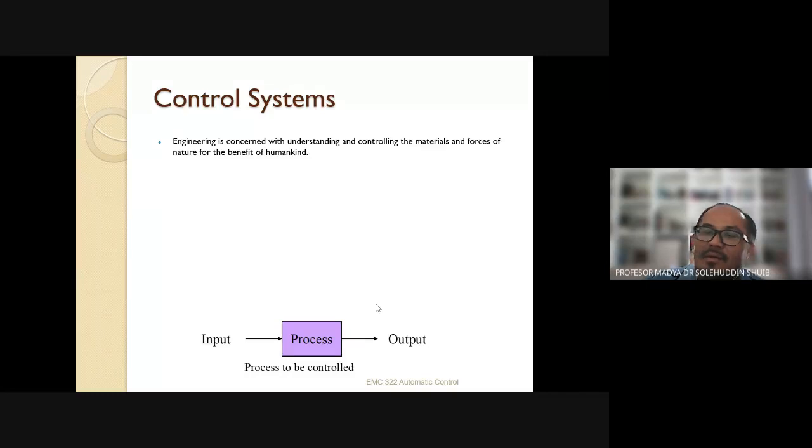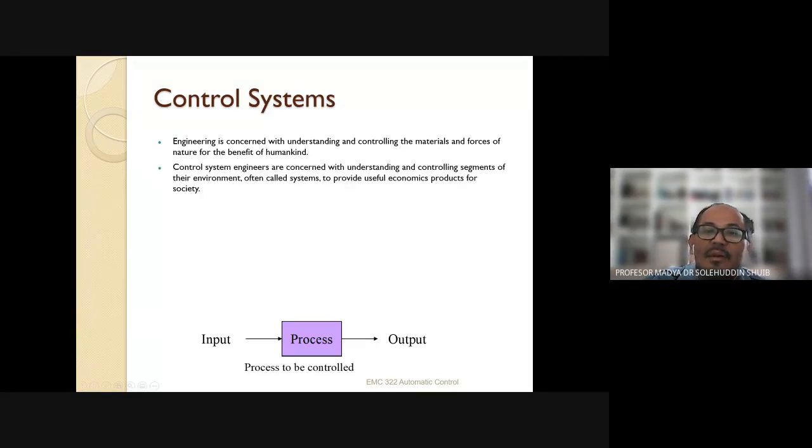Now we talk about the control system. What I'm trying to say here is, a control system is a process to be controlled. We have here input and output, and the process inside it. This is the process. We have input, we have output, and whatever is in the box is the process to be controlled.